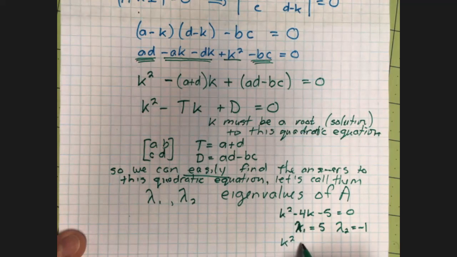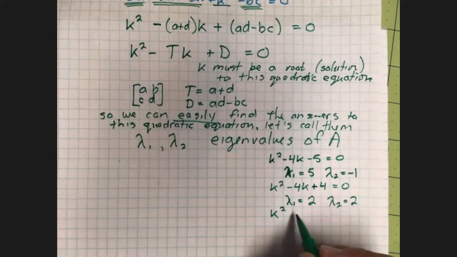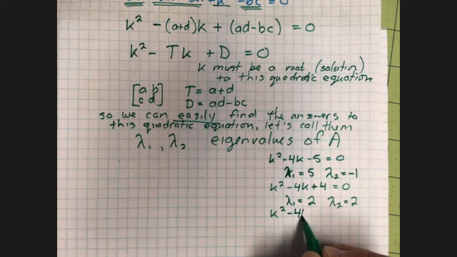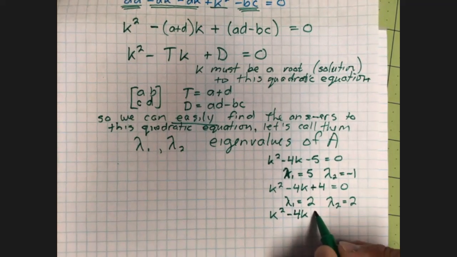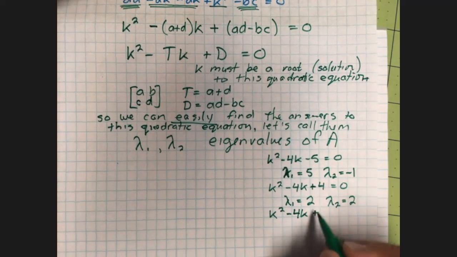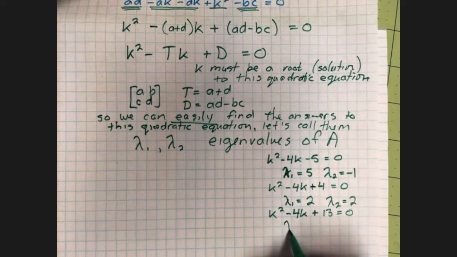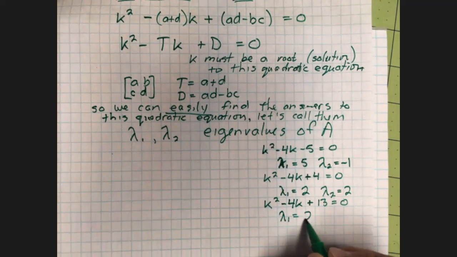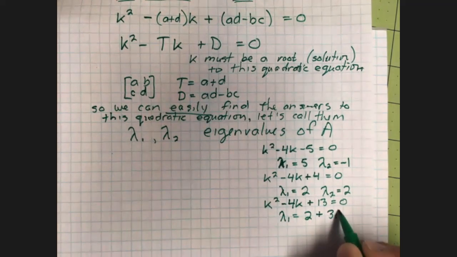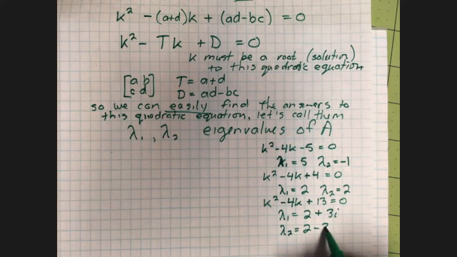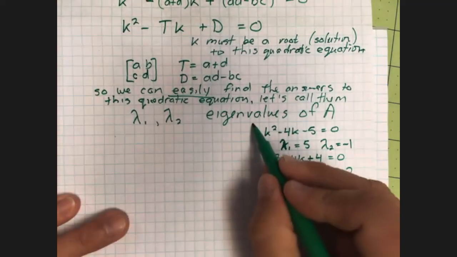If I say to you, k squared minus 4k plus 4 equals 0, then the answers are lambda 1 equals 2, and lambda 2 equals 2. If I say to you, k squared minus 4k plus 13 equals 0, then the answers are lambda 1, now this is a little bit nastier, 2 plus 3i, and lambda 2 equals 2 minus 3i. This is where the nastiness comes into our equation.